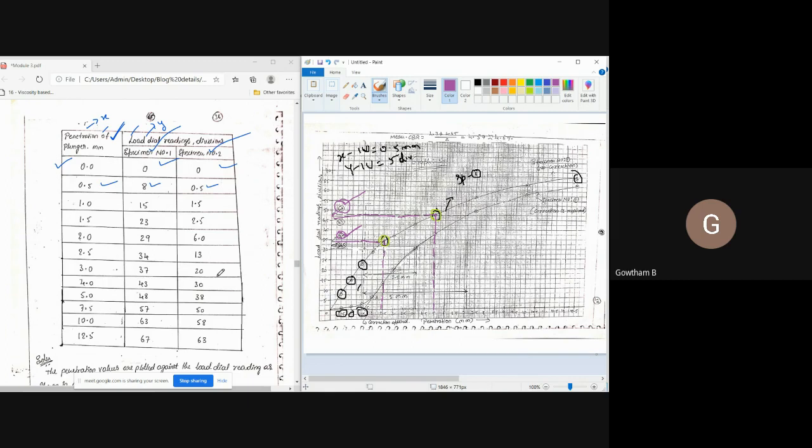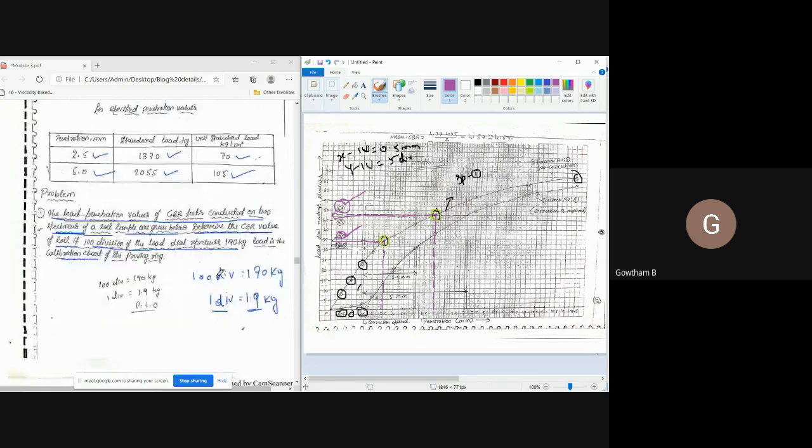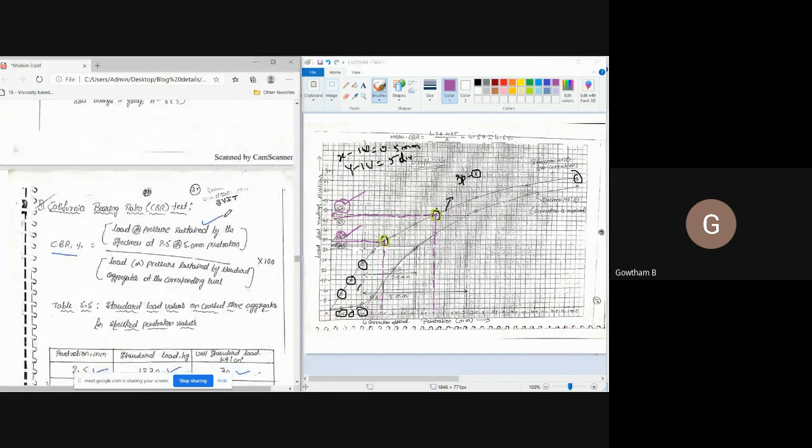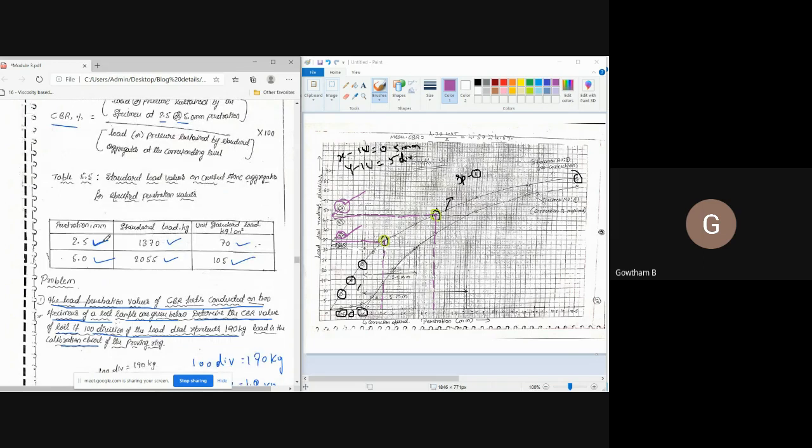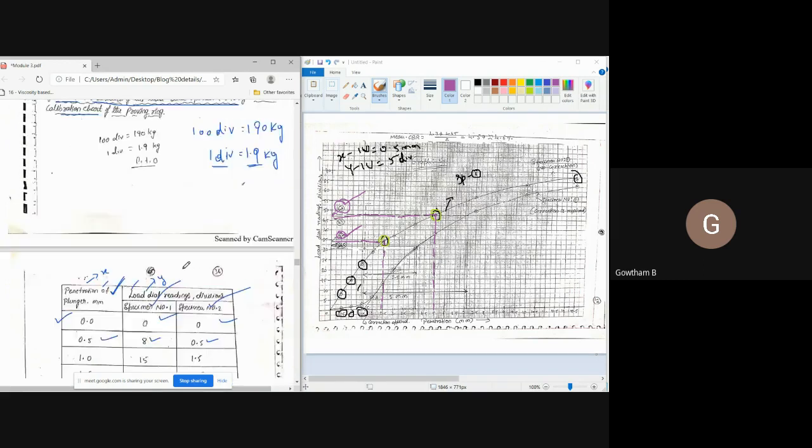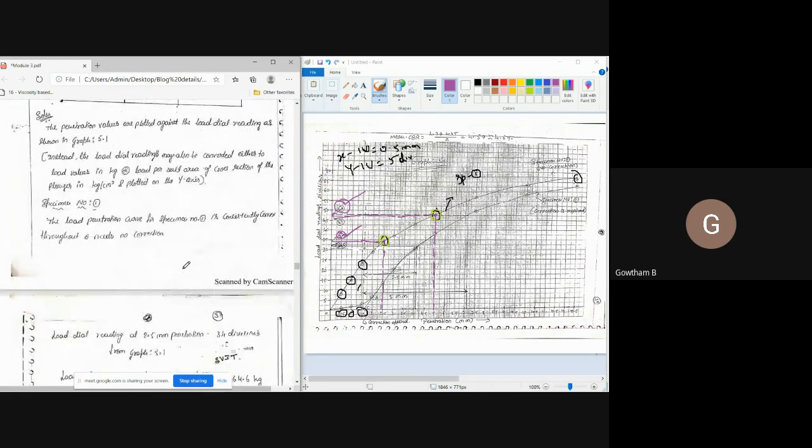Once you are ready with that, you know the formula of CBR. CBR is equal to load or pressure sustained at 2.5 or 5 mm penetration divided by standard load. Standard load for 2.5 mm penetration is 1370 kg and standard load for 5 mm penetration is 2055 kg. You have to calculate the CBR value for both penetration values.